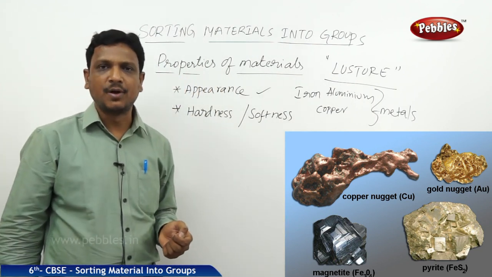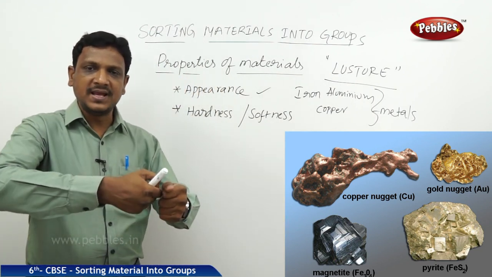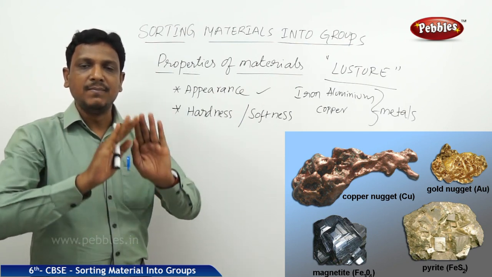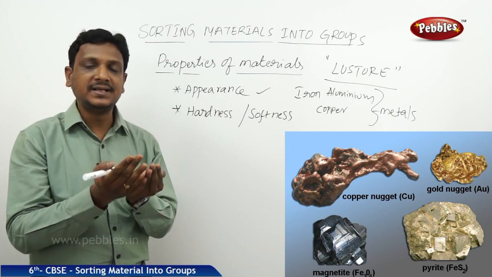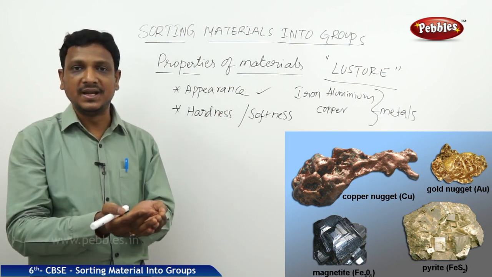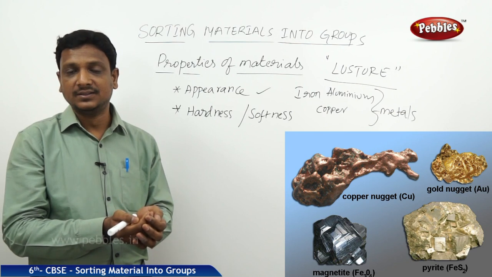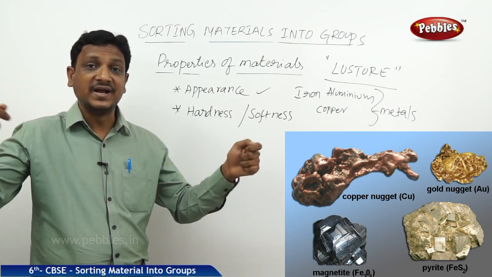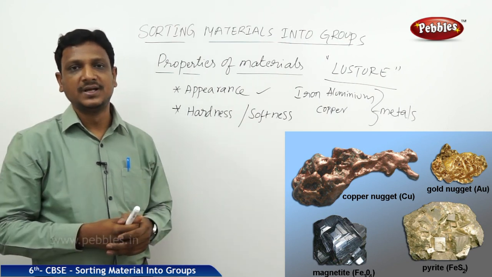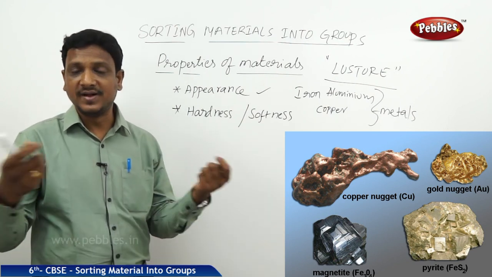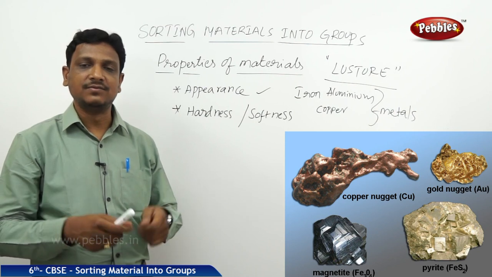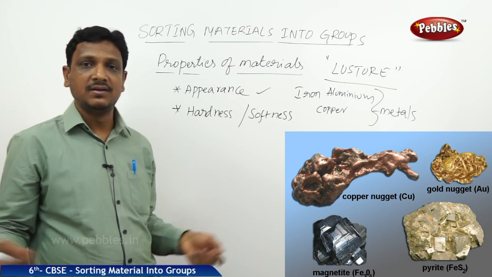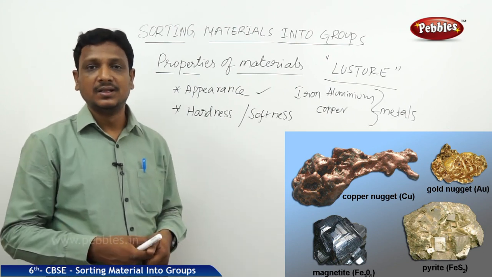And metals have other properties also. Metals can be made into sheets. Metal items are made, metal jewelry is made, metal utensils are made. So metal can be made into sheets. Metal can be dragged into thin wires. This is also a property. Aluminium wire is available, copper wire is available, silver wire is available, gold wire is available, iron wire is available.